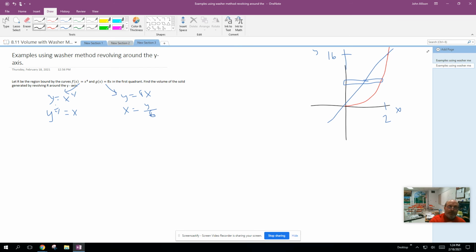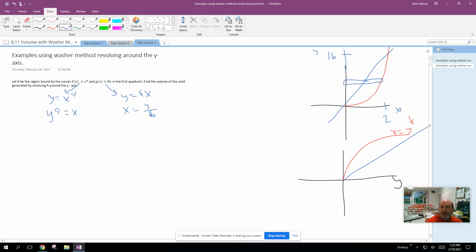I'm going to regraph this with the y-axis on the horizontal axis. And this time when I flip it over the line y equals x, x equals y to the 1/4, and then the curve x equals y over 8. And this is going to intersect when y is 16 and when y is 0.